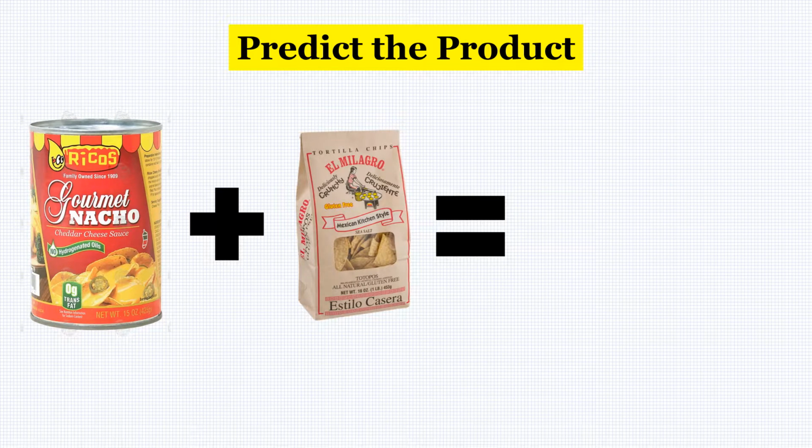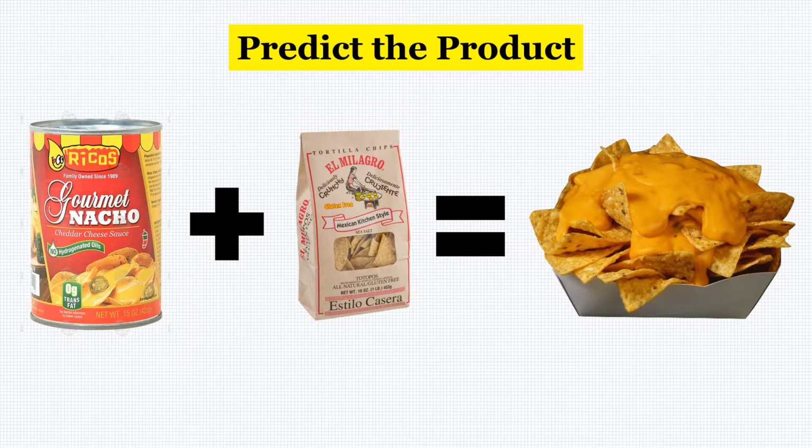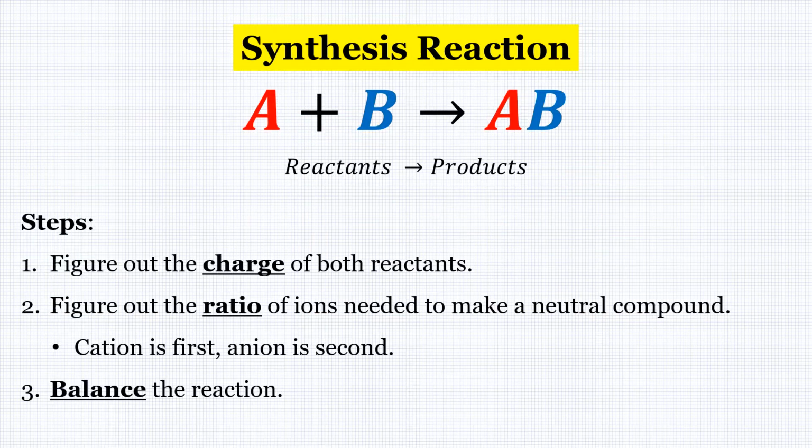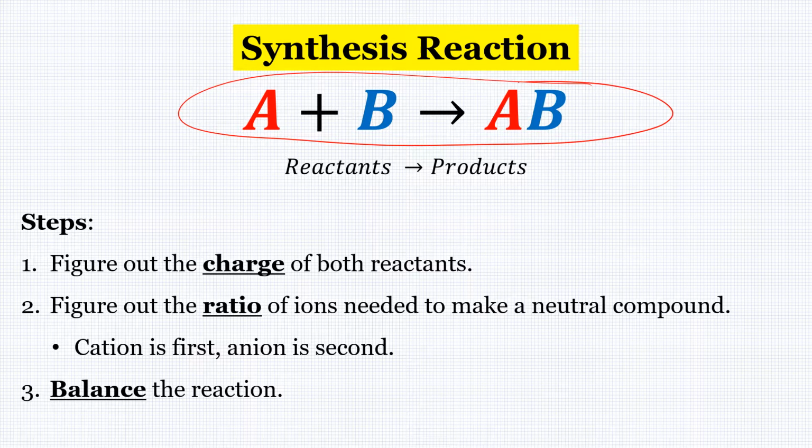This is a tougher one. We have a giant can of cheddar cheese sauce, and we have a bag of Mexican kitchen style tortillas. When we combine the two, we end up with nachos. So all three of those examples are synthesis type reactions. The reactants combine to make a single product. In synthesis type reactions, we have two reactants and they combine to form a single product. So this is the general form that those reactions take.